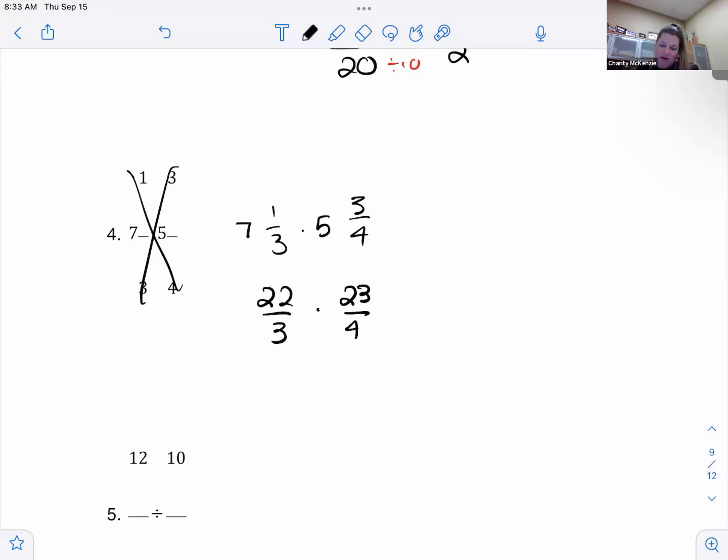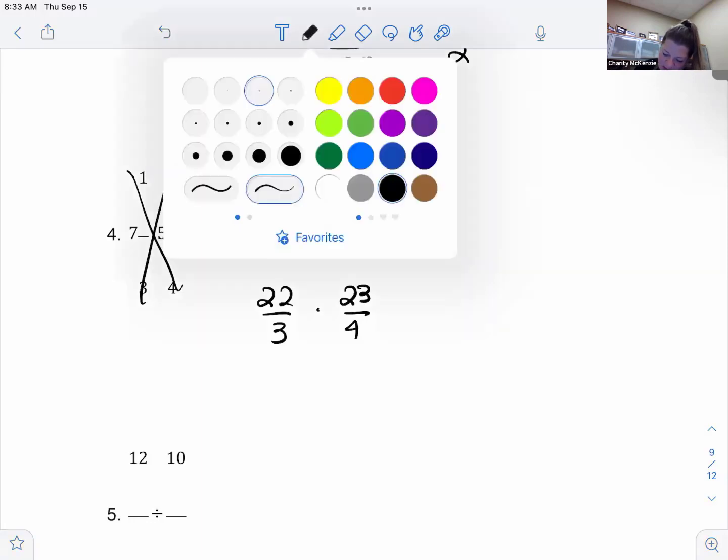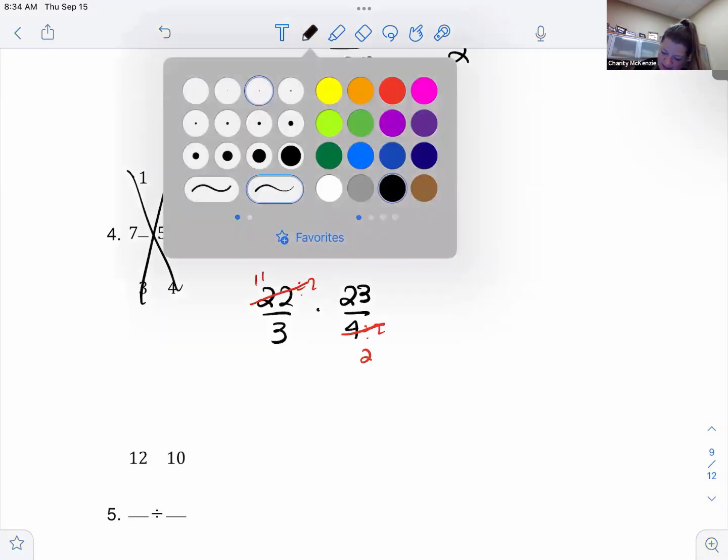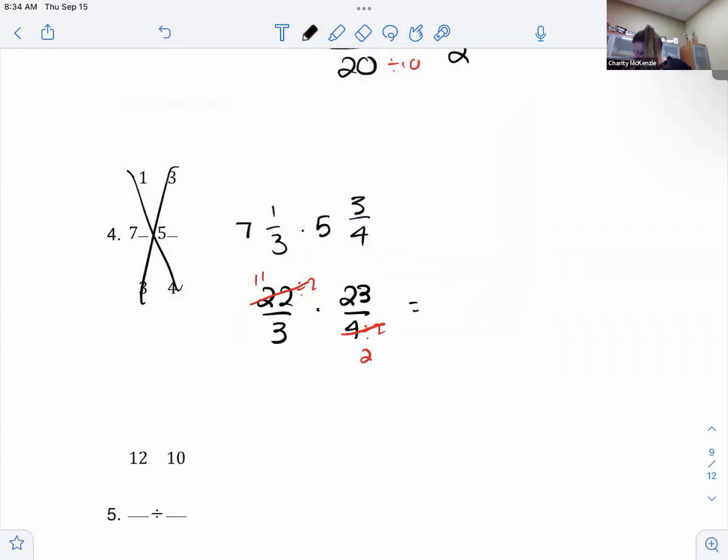Now I'm going to time straight across, but definitely want to look if I can cancel any common factors. I see one of 2 here. That's the only one I see. So this one will become 11, and this one would become 2. I don't see 23 and 3, you can't do anything. Okay. So then I made the number somewhat smaller. So 23 times 11 is going to give me 253, and 3 times 2 is 6. So that could be your solution.